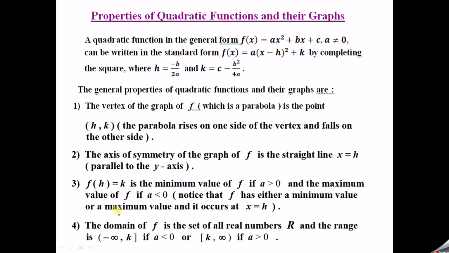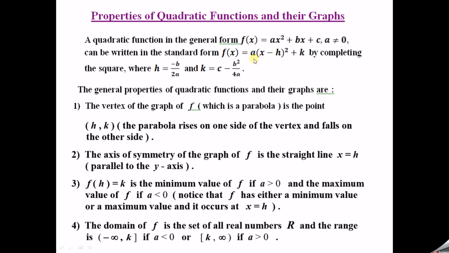Okay, and the last one, the domain of the quadratic function is always R, as we know, and the range always depends on this a. If a is positive, then the range is from k to infinity, because the parabola is upwards, therefore it has minimum value k, so the range is k to infinity. And if a is negative, the parabola will be downwards, therefore it has maximum value k, therefore the range is minus infinity to k. So these are all the points we will see one by one in the next example.